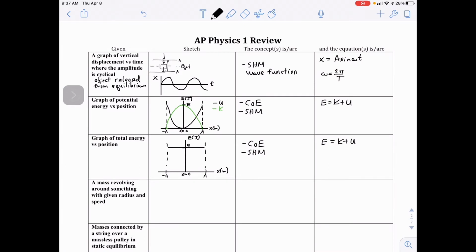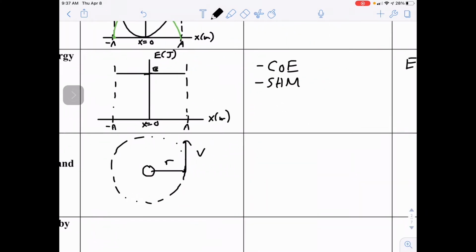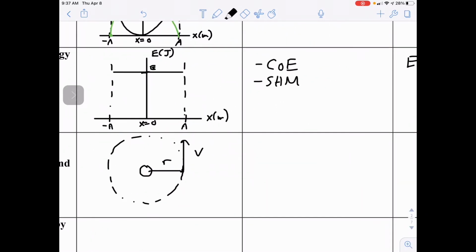Okay, now in the next scenario, what if we are given and shown a mass revolving around something else and you're given a radius and the speed of that mass? So you've got your object and something is revolving around. And we're given a certain speed and a certain radius. Well, if that's true, then something has to be causing this curvature that we're noticing here. And that something would be a centripetal force.